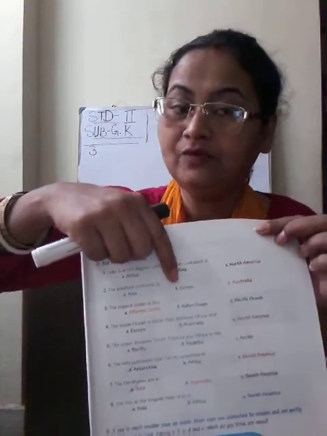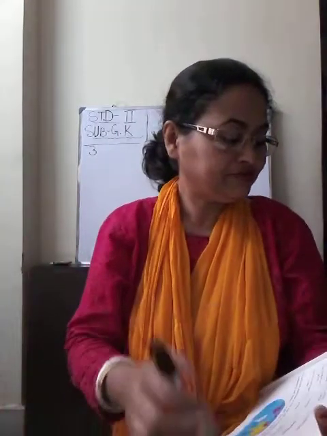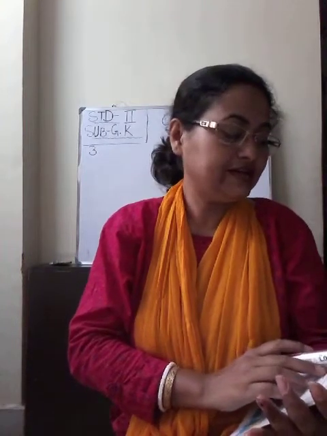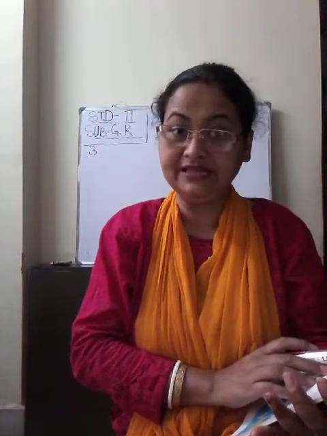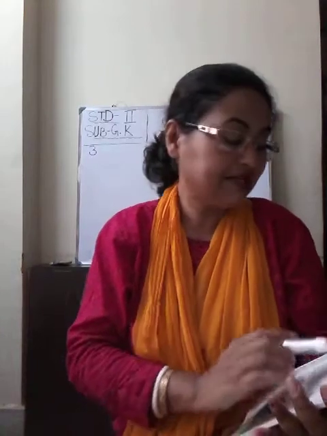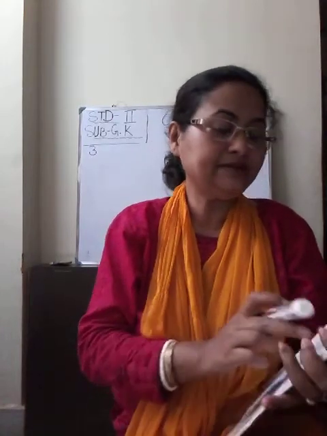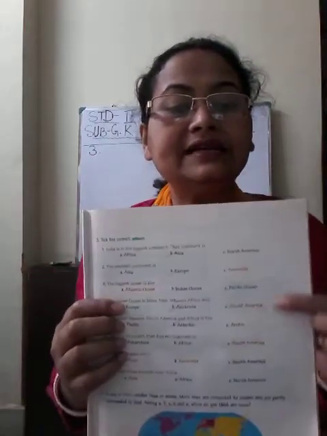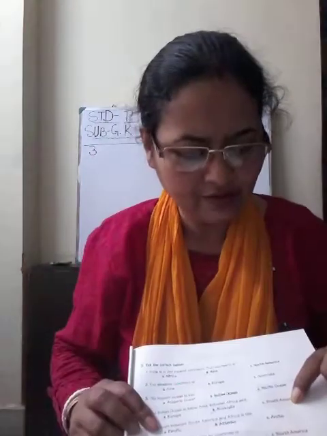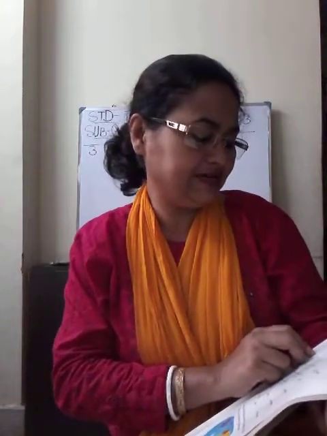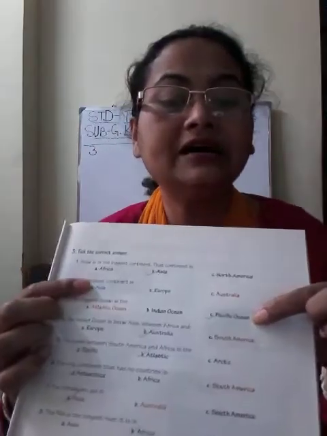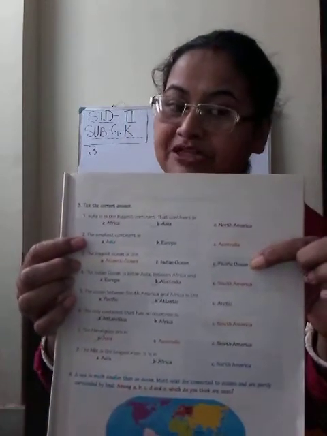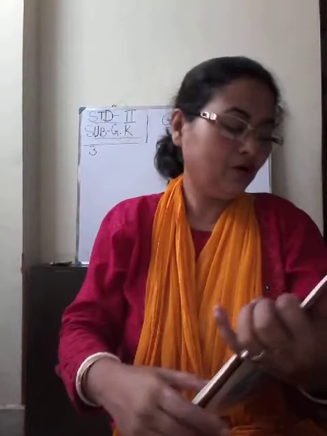Done? Now, number 3. Name the biggest ocean. I have told you when I was explaining the previous page that the biggest ocean is the Pacific Ocean. For number 3, the correct option is C, Pacific Ocean. The Pacific Ocean is the biggest ocean.